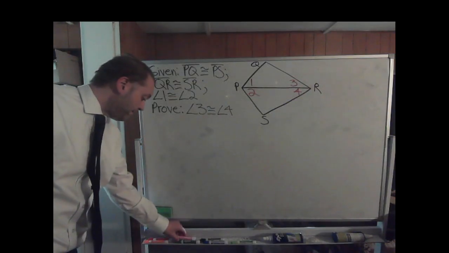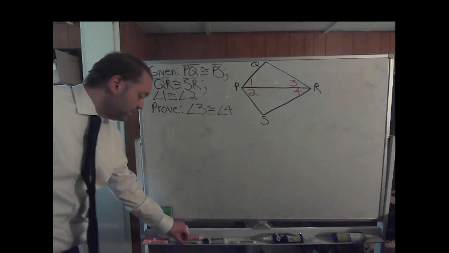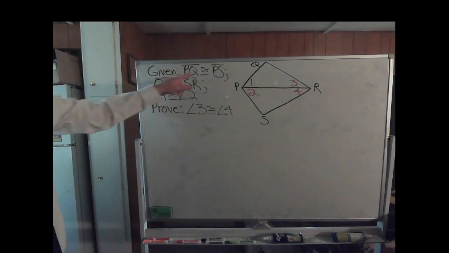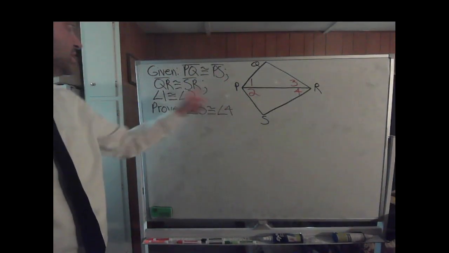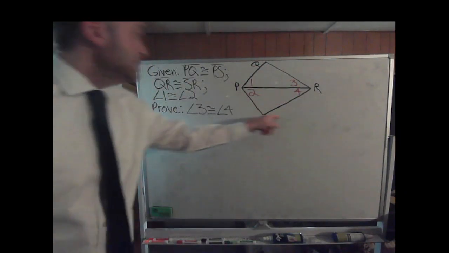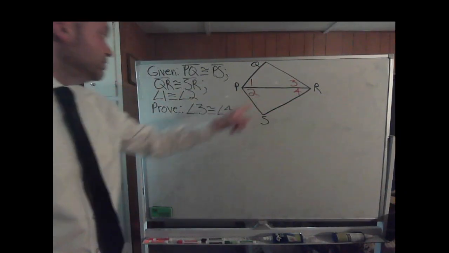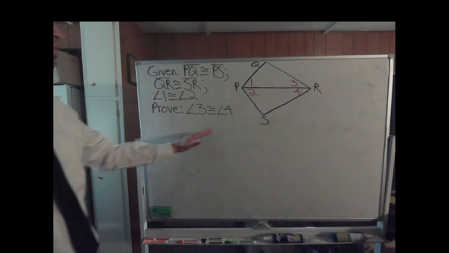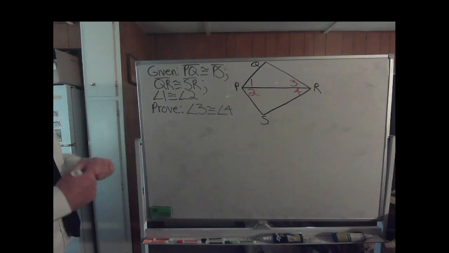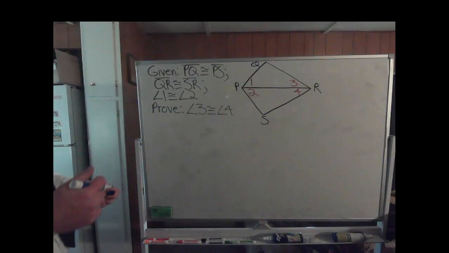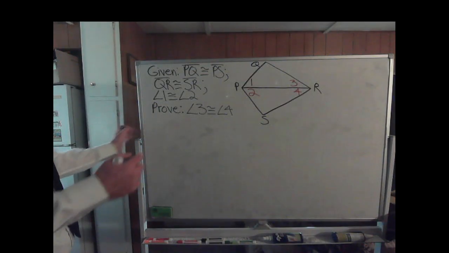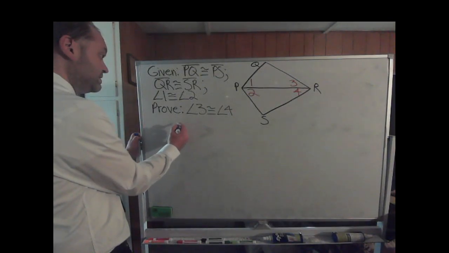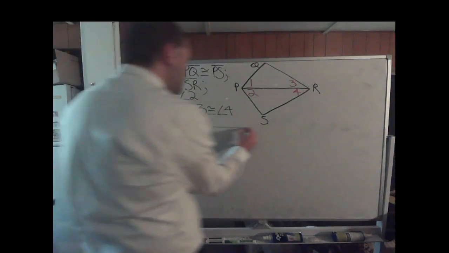So, we have here, again, I'll read this. I need the right color for the columns. We have that PQ is congruent to PS, QR is congruent to SR, and angle 1 is congruent to angle 2. Our ultimate goal is to prove that angle 3 is congruent to angle 4. Alright, this won't be so bad. Let's go ahead here and let's do our columns.